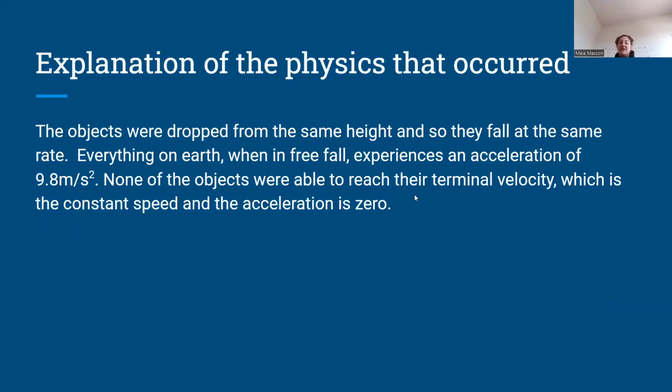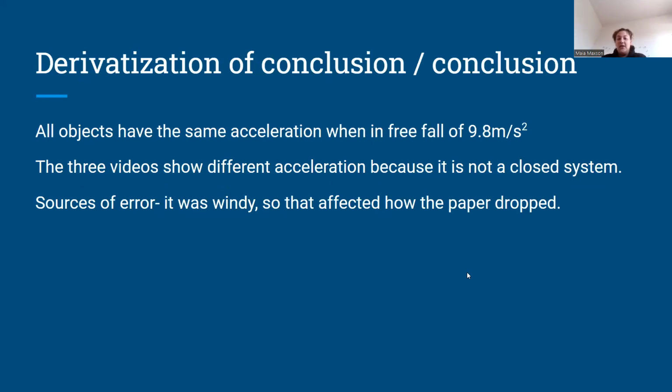So the objects were dropped from the same height so that they would fall at the same rate. And everything on the Earth when in free fall experiences the acceleration of 9.8 meters per second squared, and none of the objects were able to reach their terminal velocity, which is the constant speed and an acceleration of 0. So all the objects have the same acceleration when in free fall of 9.8 meters per second squared. The 3 videos show different acceleration because it is not a closed system and there was some air resistance for the masses. And a source of error that we had was that it was windy, and so it definitely affected how the paper dropped.